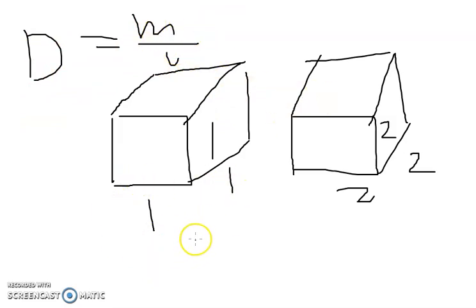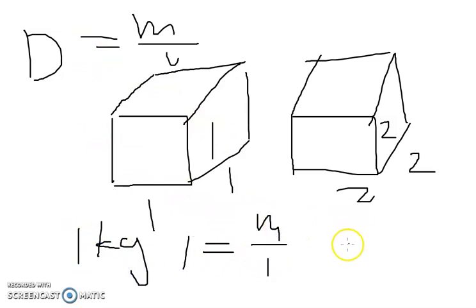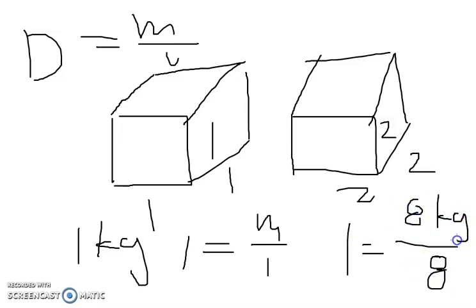So if the density, let's say, was 1, the volume of the first cube would also be 1, and the mass would be 1 kilogram. And the density of the second cube was also 1, the volume was 8, then we can say the mass was 8 kilograms. So that's how I showed it. The weight of the cube is similar.